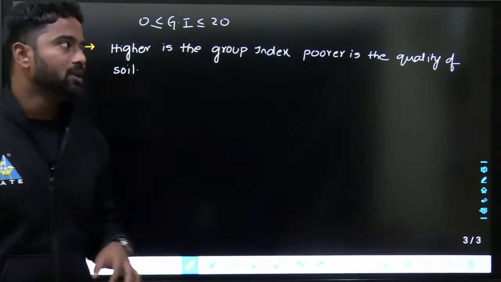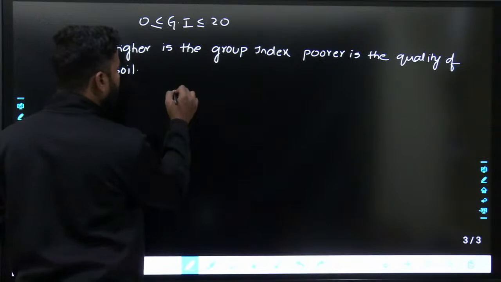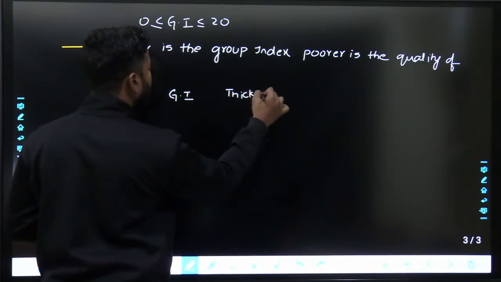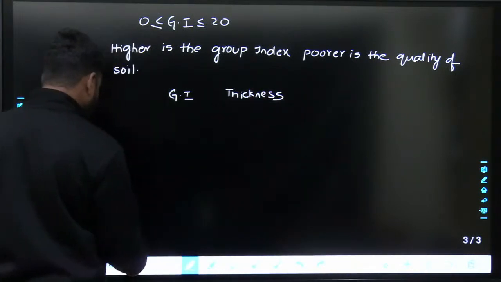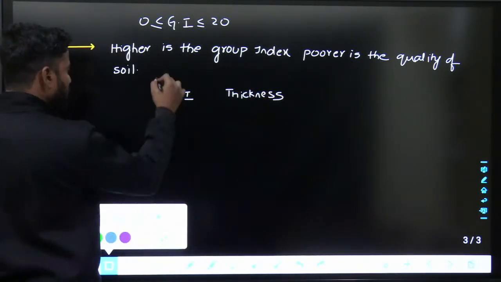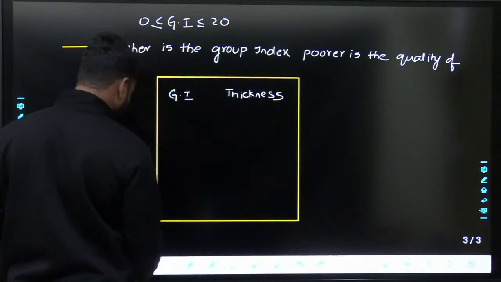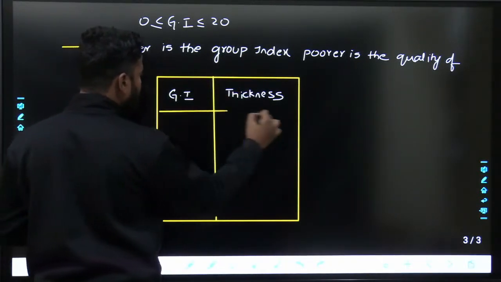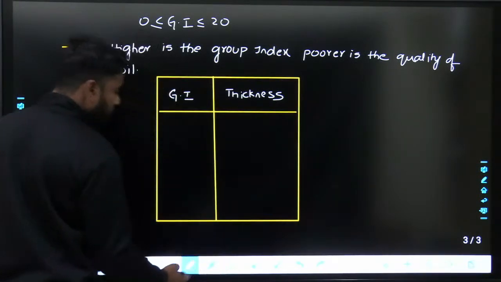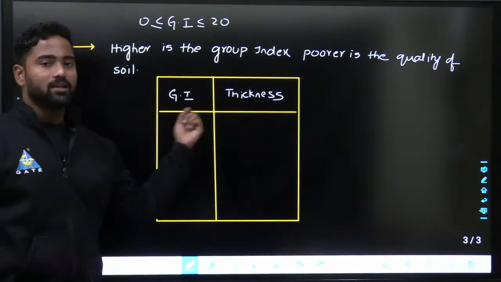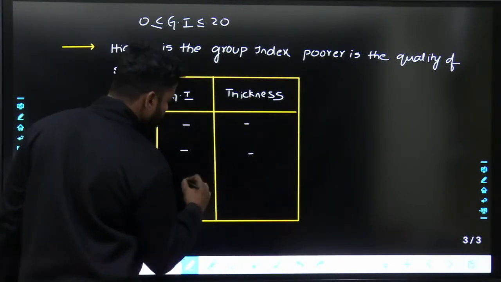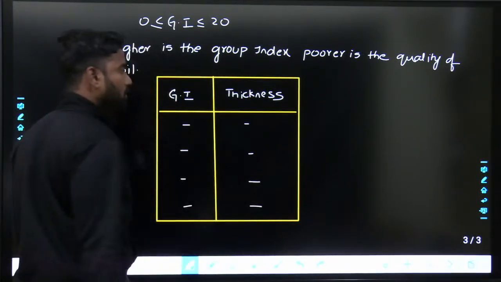Fine. So generally you will find a table where group index and thickness will be there. Based on that, you will design the road. Based on group index, you will provide the thickness of the road. So there will be a table, and based on this, you will be providing the thickness of the road.